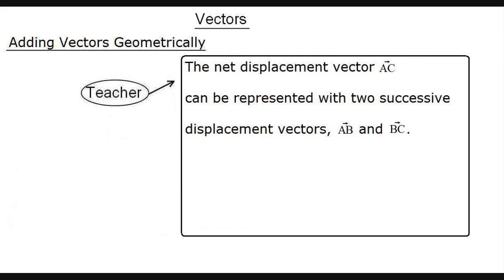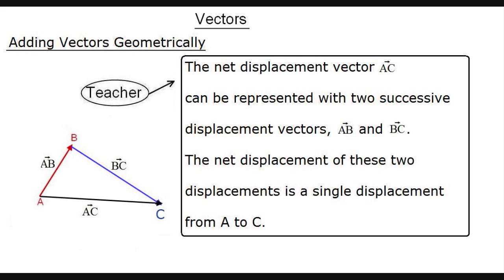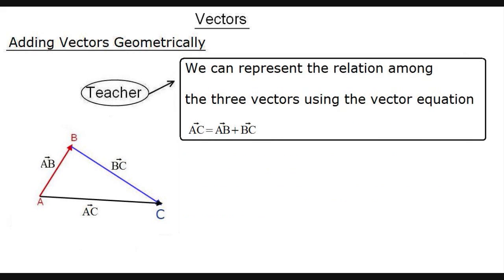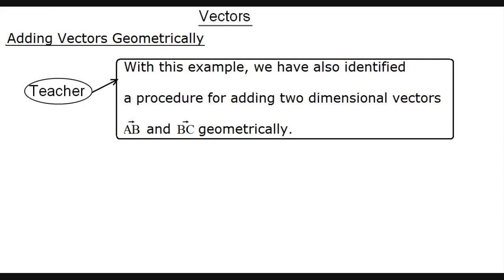The net displacement vector, AC bar, can be represented with two successive displacement vectors, AB bar and BC bar. The net displacement of these two displacements is a single displacement from A to C. We can represent the relation among the three vectors using the vector equation, AC bar is equal to AB bar plus BC bar. With this example, we have also identified a procedure for adding any two-dimensional vectors, AB bar and BC bar, geometrically.